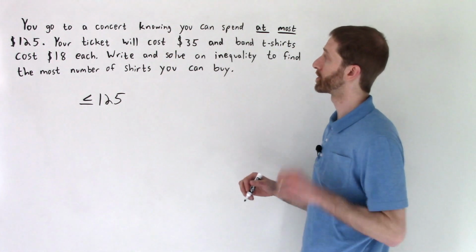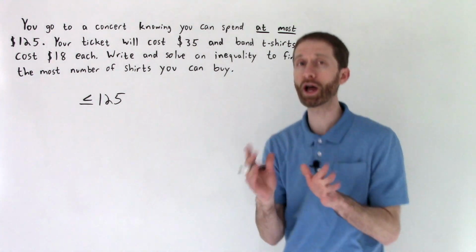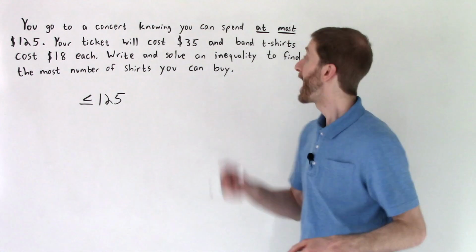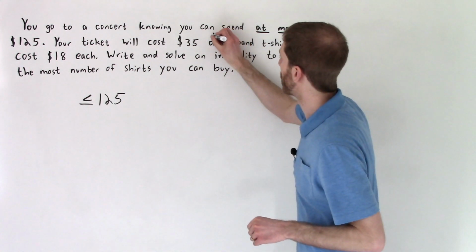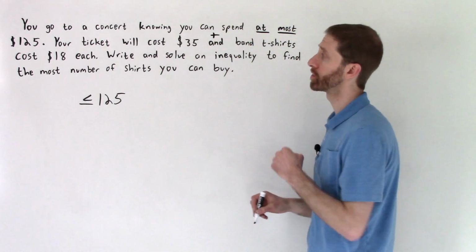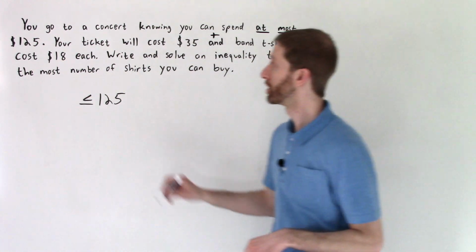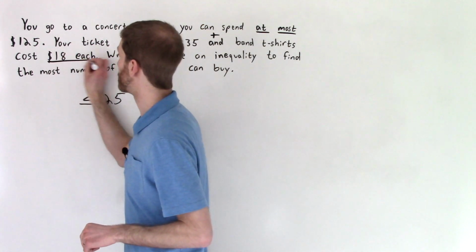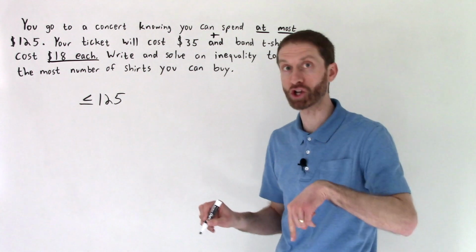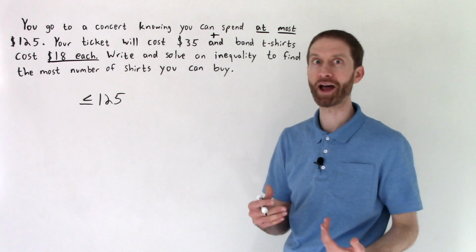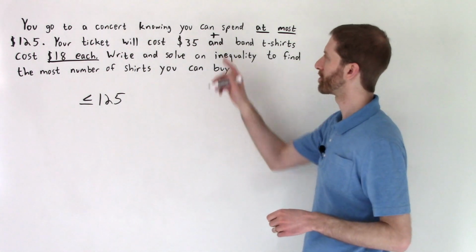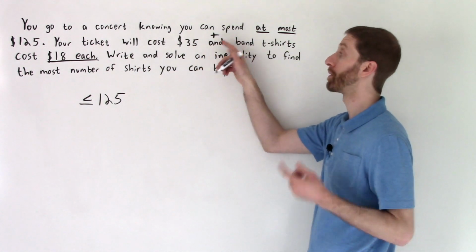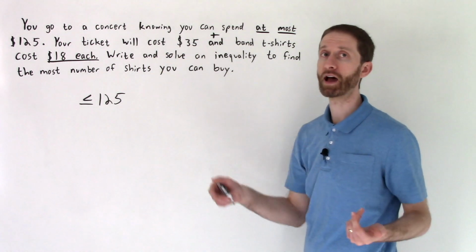Your ticket will cost $35. So that's a one-time amount. That's not changing, right? And that might be addition. Let me put a little note there, like 35 and. Band t-shirts cost $18 each. Or for every t-shirt, it costs 18 bucks, or $18 per shirt. All the same kind of thinking, right? So $18 each. Let's think about this. $35 plus $18 each.